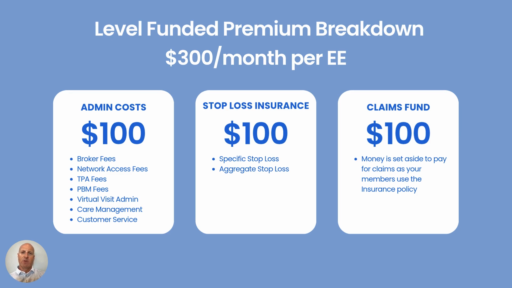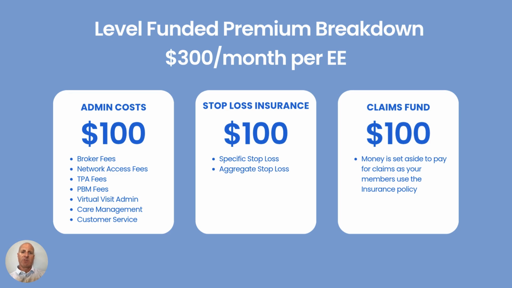So I just wanted to spend a quick moment and go through really the way a level funded premium is broken down. We're using a $300 per employee per month premium here just to keep the math simple. And of course, the way that this $300 is split into three different parts is going to vary depending on what insurance company or what TPA you're using. But this really gets the point across into how that money is broken up. So you pay the $300 a month as the employer.